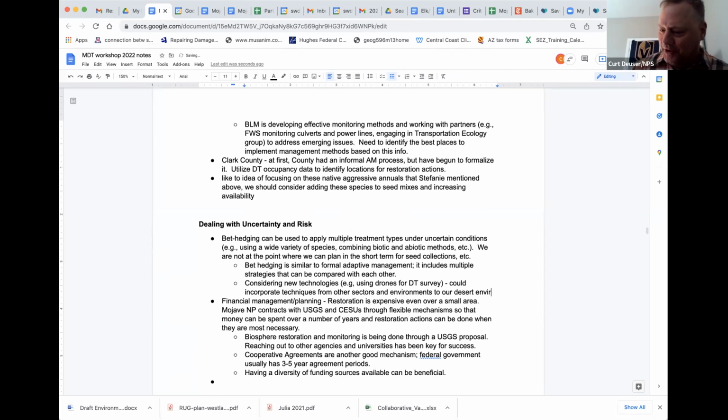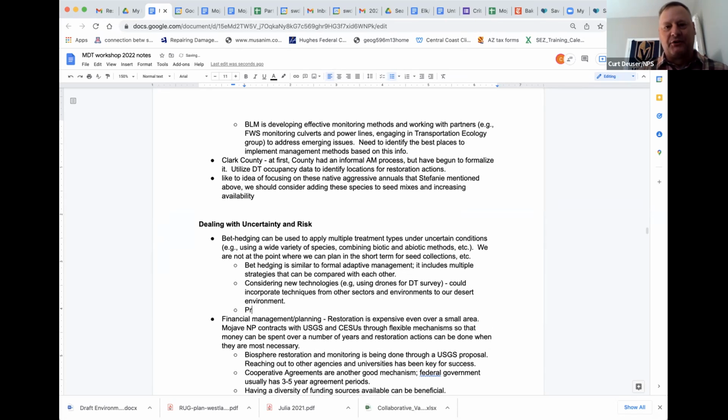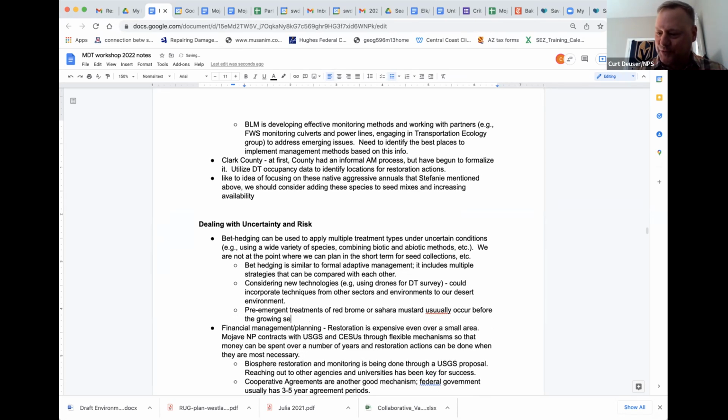Yeah, I think some experience with bet hedging and the uncertainties that we have in our desert environment and how plants respond, and annuals particularly, is one example. Pre-emergent treatments on, let's say, red brome or Sahara mustard generally would occur in the fall, before emergence. So we're betting, and that costs money and effort and planning, and you're applying a chemical out there on the landscape, no matter what scale you're talking about, small or large, and it may be for naught.